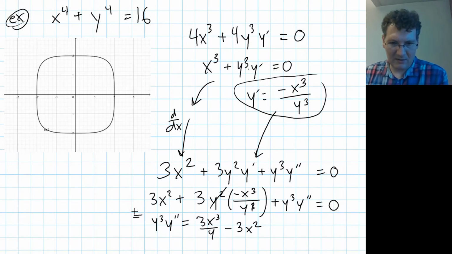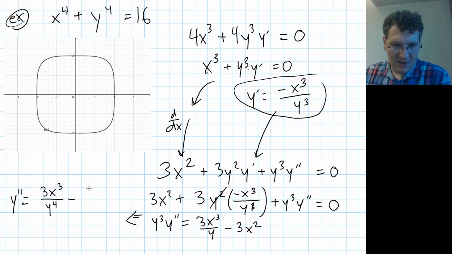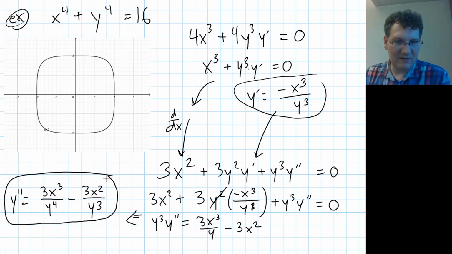Actually, let's do it over here. So y double prime is going to be, so divide each of these terms by y to the third. We'll have 3x to the third over y to the fourth now, minus 3x squared over y to the third. There's my y double prime, my second derivative at any point. And you can see things like, let's see, what does this tell you? Well, I don't want to get too into understanding it, but you can get the second derivative at any point on the curve. I'll leave it at that.